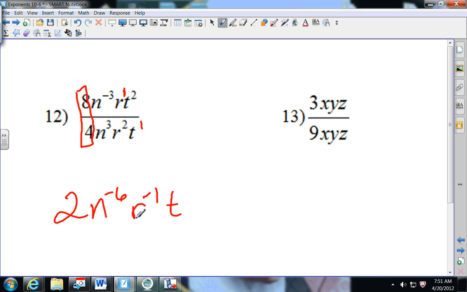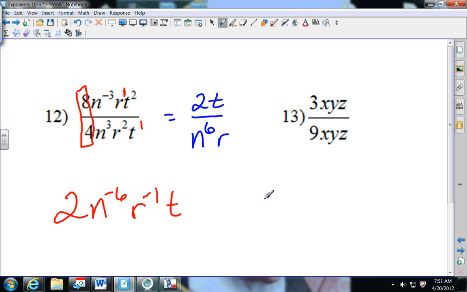You can write it like this. If you wrote it with positive exponents, you would have 2t on top, n to the 6th r below. Both of these are correct. You don't know which way they'll show them on your test.